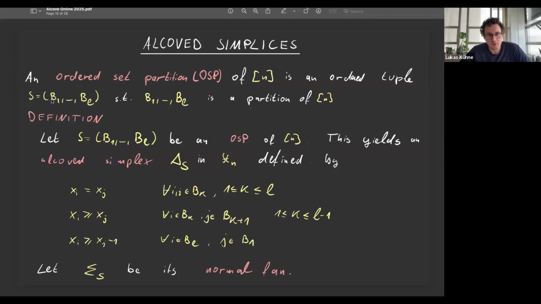And whenever I have such an ordered set partition, this gives rise to an Alcoved simplex, delta S, defined in the following way. I demand that xi is equal to xj for all indices i, j which are inside one block. Then xi is greater or equal to xj for all neighbors appearing in Bk and Bk plus 1. And then I wrap around again in the beginning by saying that xi is larger or equal to xj minus 1. And lastly, I would like to denote by sigma S the normal fan of the Alcoved simplex delta S.